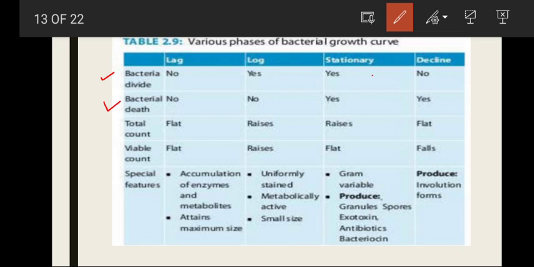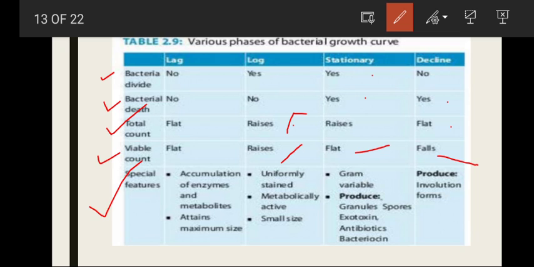In the log phase also there is no death. In the stationary phase, yes. Decline phase, definitely yes. The total count you can see, in the lag phase it is flat, but in the log phase it rises. In the stationary phase also it rises. In decline phase it is flat. And you can see the viable count in the lag phase is flat. In log phase it rises, in stationary phase it is flat, and in decline phase it falls.